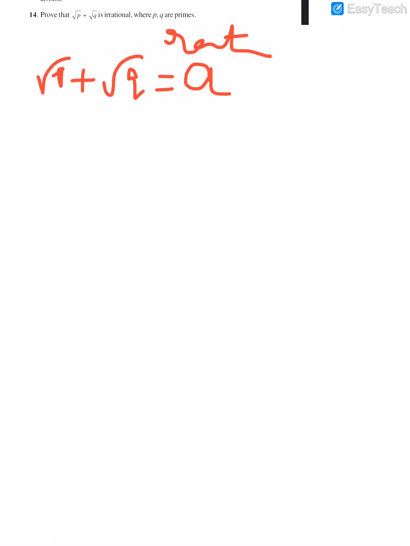Now we are left with only one question. Root p plus root q is irrational. Very simple. The same way as we did earlier, it is the same model as the root 5 plus root 3 one. Root p plus root q is equal to this. Let us suppose it is rational. Let us assume root p plus root q is rational and is equal to a.